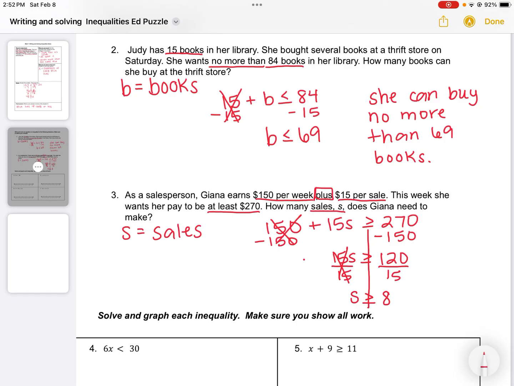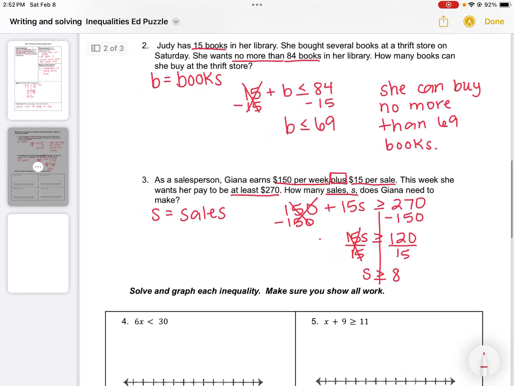In words, my answer would represent she needs to make, nope, just kidding. She needs to sell 8 or more items.